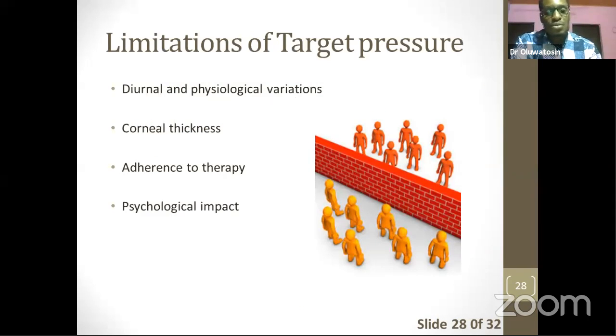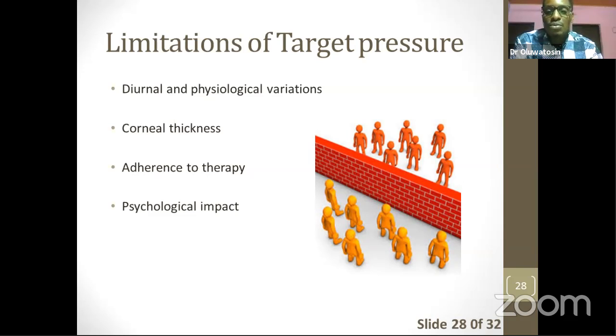There are also limitations to getting the target pressure, because in the process of trying to know the baseline intraocular pressure, there are variations in intraocular pressure over the day, and it has been noticed that the intraocular pressure is highest in the early mornings. Then also the corneal thickness of the patients is a limitation, because when we don't factor in the corneal thickness of the patient, it tends to affect our target pressure.